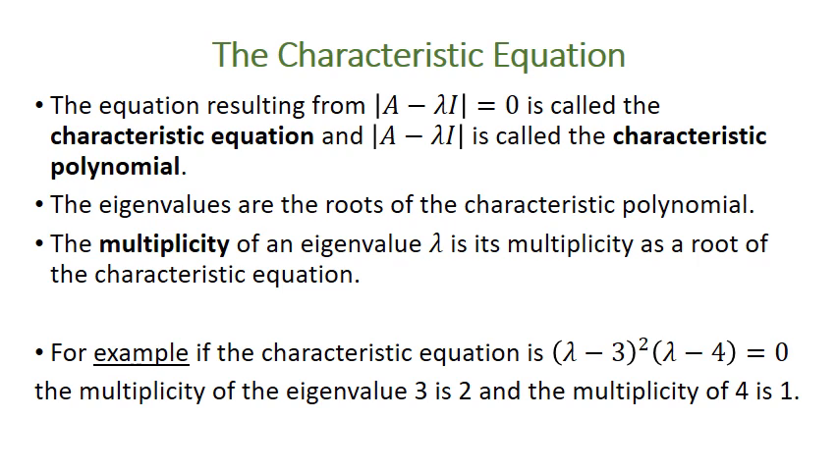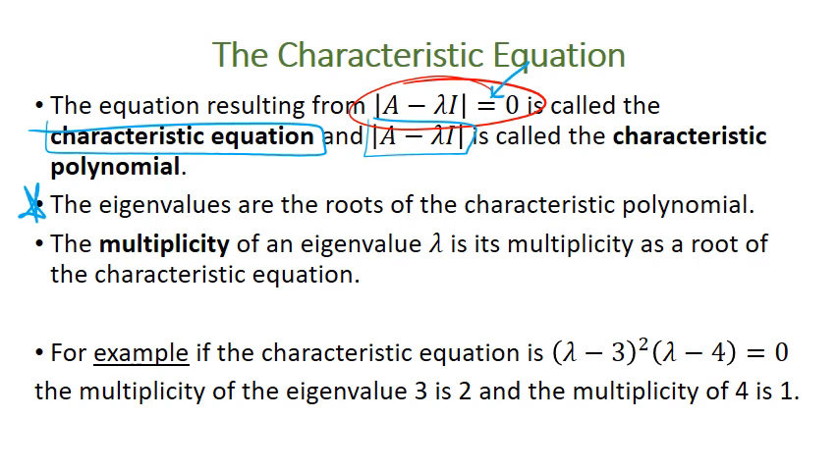So the equation that we get from finding when the determinant is equal to 0, that is called the characteristic equation. And this piece here is the characteristic polynomial. So obviously, if there's an equal sign, then that's an equation. Otherwise, it's just the characteristic polynomial. The eigenvalues are the roots of this characteristic polynomial. So basically, you find the roots, and those are the same as the eigenvalues.